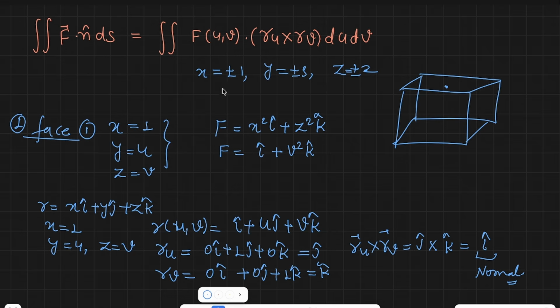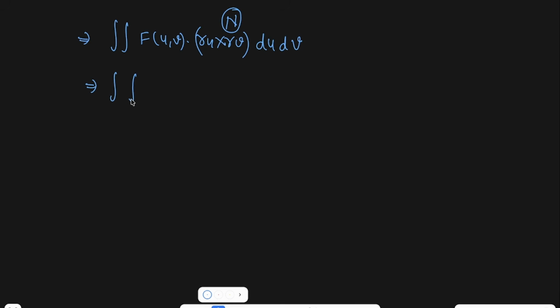Now you have to put this into the formula. The formula is double integral of f(u,v) dot r_u cross r_v, which is called the normal vector, and sometimes we represent it with n, du dv. When you apply this formula, u is basically y, so the limit is from minus 3 to 3, and v is z, so it is from minus 2 to 2, and this is going to be f.